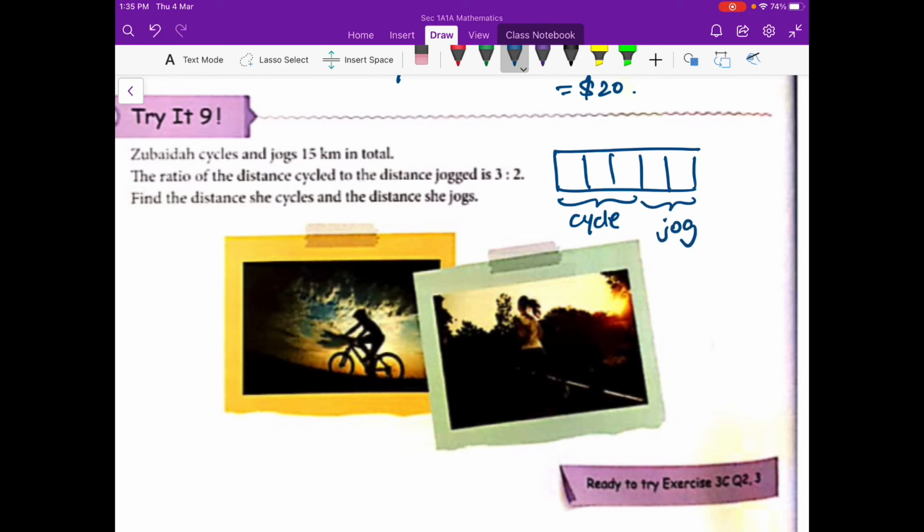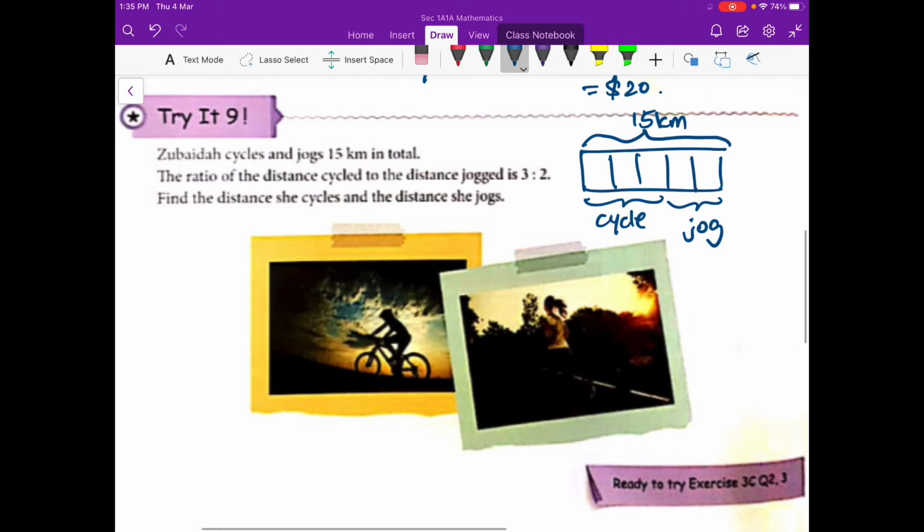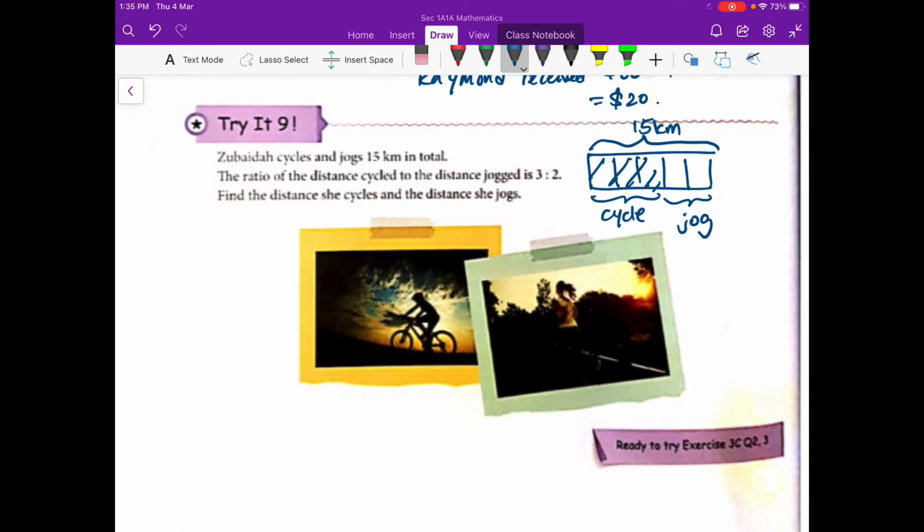Okay, do you have this model? Yes. 3 is to 2. So total 5 parts. Total distance 15 kilometers. They want to find out the distance that she cycled and the distance that she jogged. So let's start. How many units are represented by 15 kilometers? How many boxes do you see? 3, 4, 5. 5 parts, 5 units. So 5 units represent 15 kilometers.